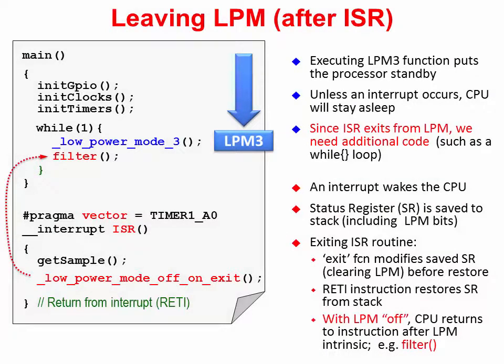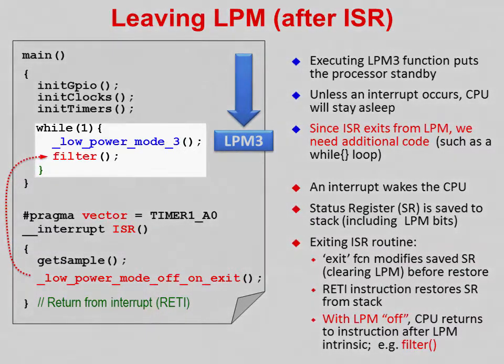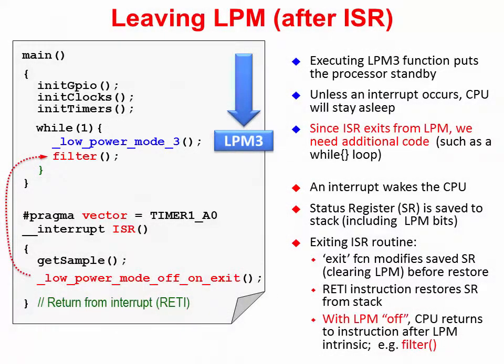Here's an example that shows us how to get back to our main code and leave a low power mode after an interrupt. In this case, it looks like we want to run a filter algorithm after the ISR, then re-enter the LPM3 mode. The key to leaving LPM after an interrupt is to call the low power mode off on exit function somewhere in your ISR. This will disable the feature that automatically returns you to the low power mode.